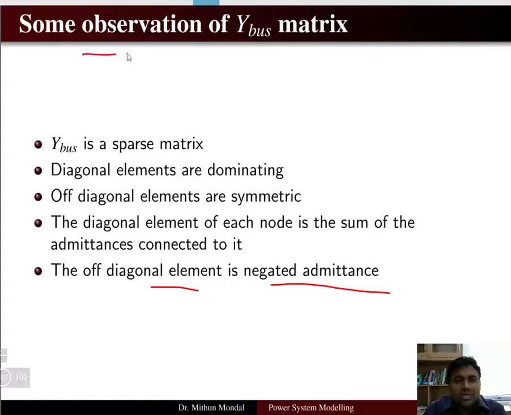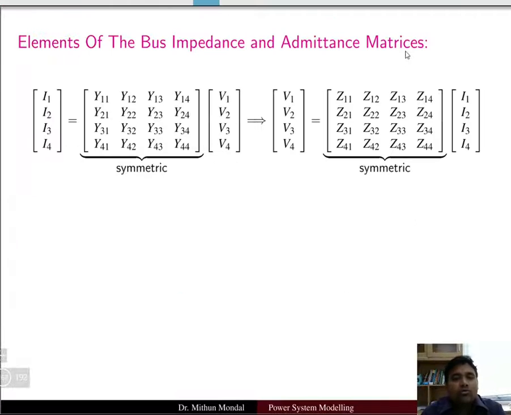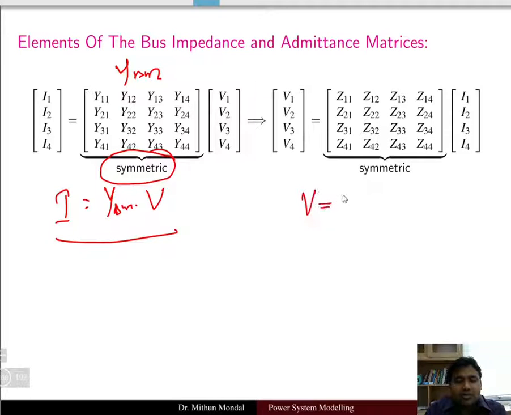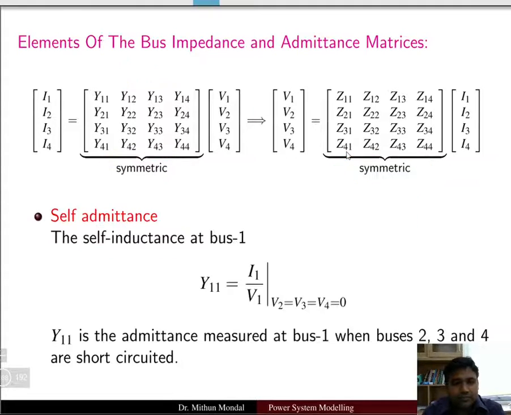So these are the observations that we can do for the Y bus. Now we can write an equation I is equal to Y bus into V. So this is our Y bus. So Y bus is basically symmetric in nature. Similarly, we can write an equation V is equal to Z bus into current. So again the Z bus will be symmetric in nature.